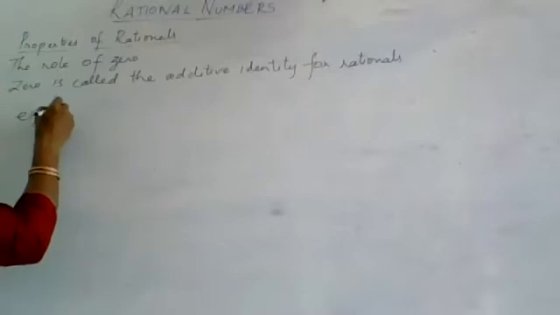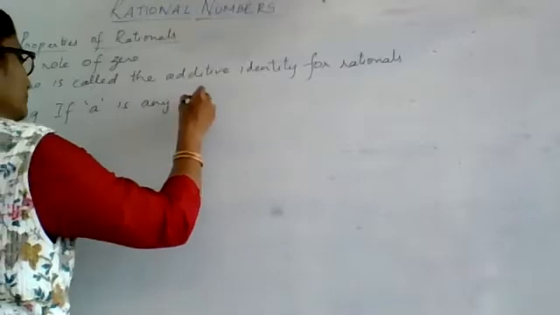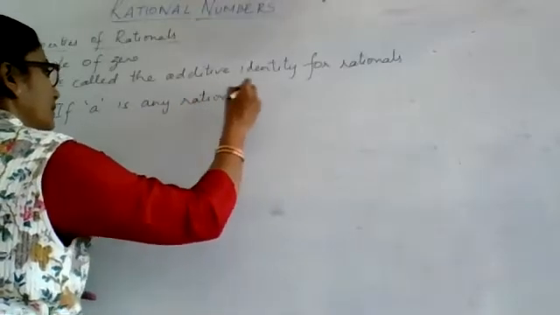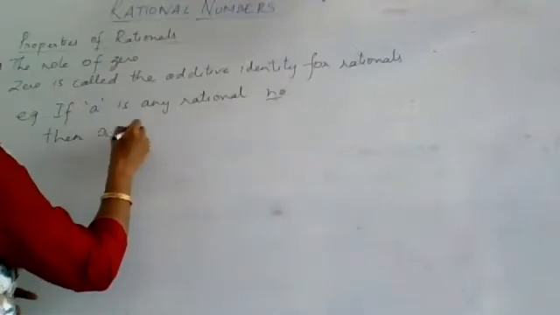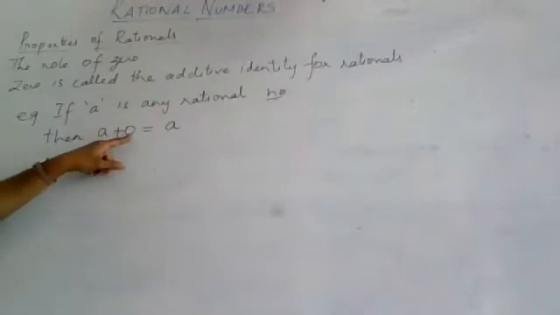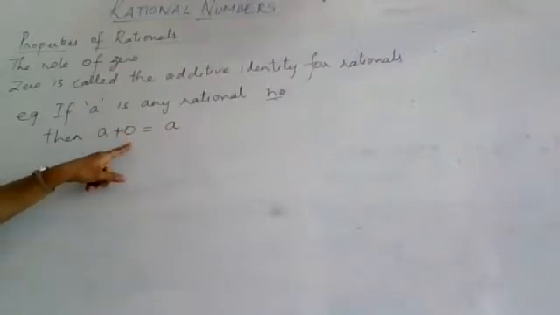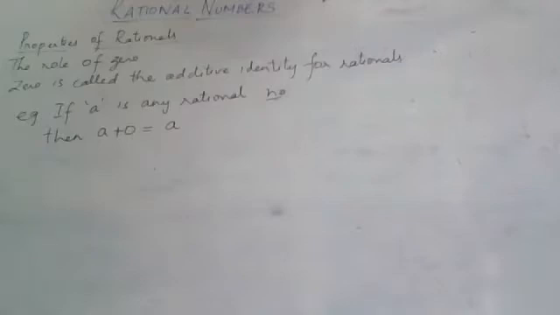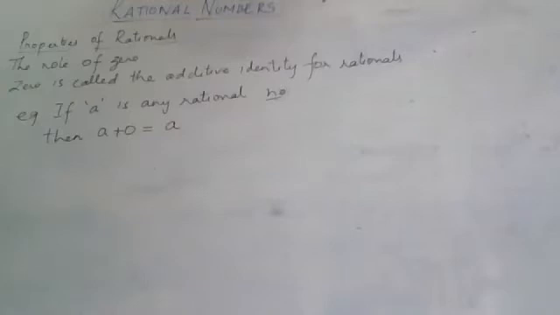For example, if A is any rational number, then A plus 0 is equal to A itself. You start with a rational number A and add 0 to it, and you get back the same rational. So 0 is called the additive identity for the rationals. That was the first property we are seeing today. The second one is the negative of a number.